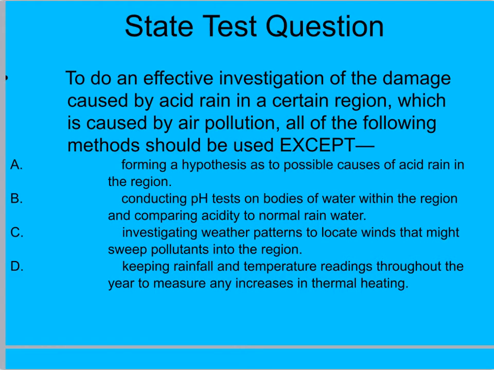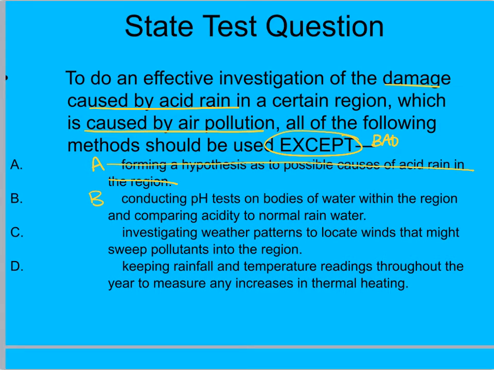To do an effective investigation of the damage caused by acid rain in a certain region, which is caused by air pollution, all of the following methods should be used except. So 3 will be good, 1 will be bad. We are looking for what would be bad. A, forming a hypothesis as to possible causes of acid rain in a region. Is that good? Yes, that would be good. We're looking for bad, so we're going to cross that one out.